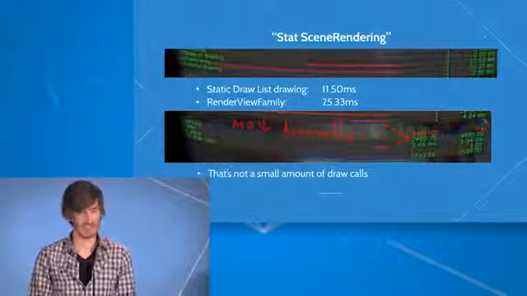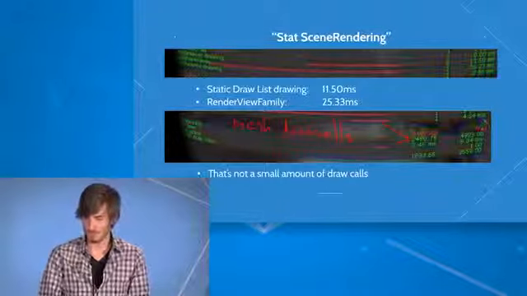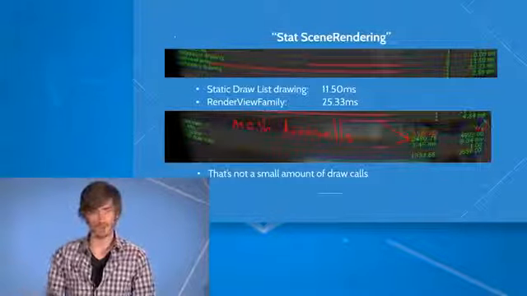So the first thing we did was run stat scene rendering, where we found out that static list drawing was costing almost 12 milliseconds. The render view family was 25, and we were just kind of in over our heads. But we can start to track down what is causing this problem. Mesh draw calls, 2,500. That's not a small amount. Let's write it down.